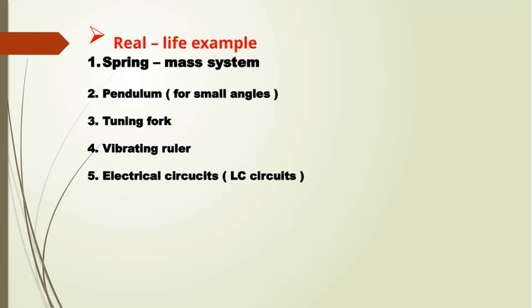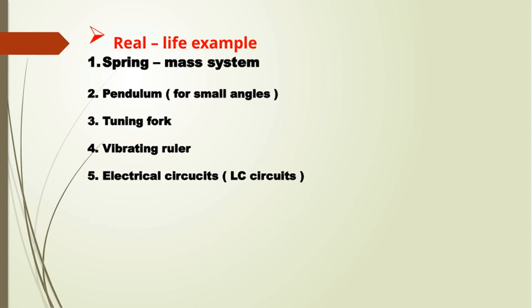Now, let's look at some real-life examples of simple harmonic motion in everyday systems. First up is the spring mass system, which is a classic example. When you compress or stretch a spring, it oscillates back and forth in a smooth, repetitive motion, illustrating the principles of SHM very clearly. Next, consider the pendulum, but with a small angle approximation. When the swings are small, the pendulum's motion is nearly sinusoidal, making it a perfect real-world example of SHM. It's fascinating how such a simple setup can demonstrate complex oscillatory behavior.